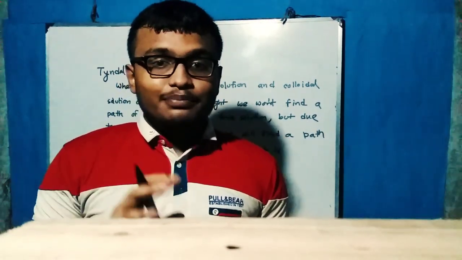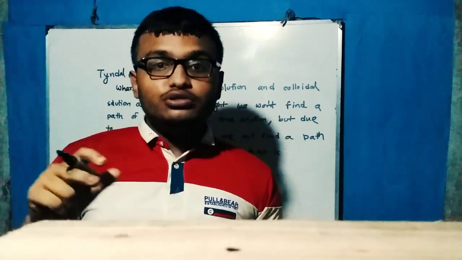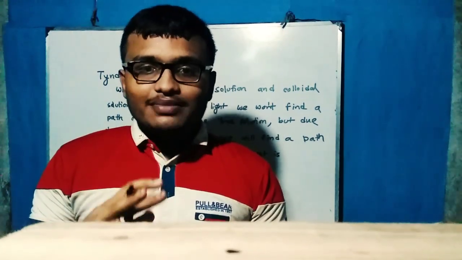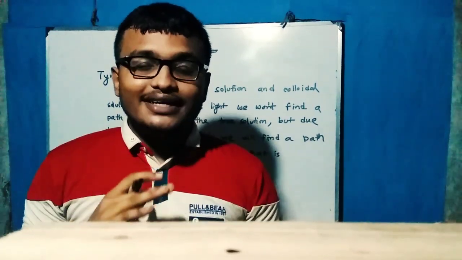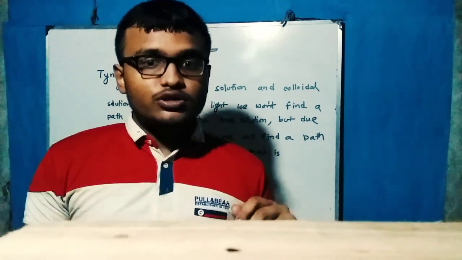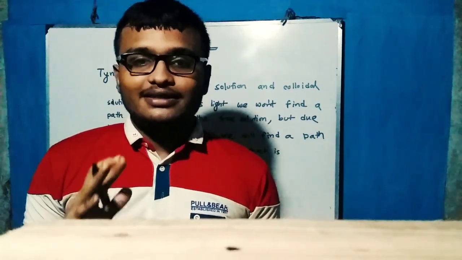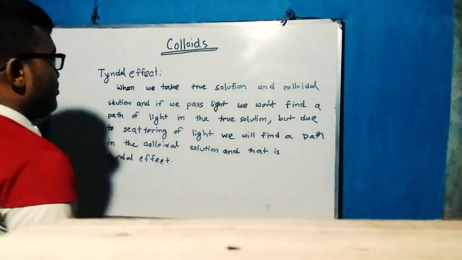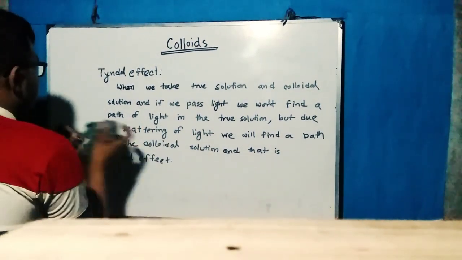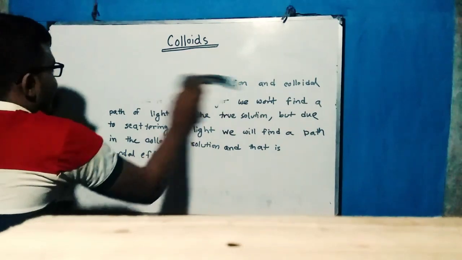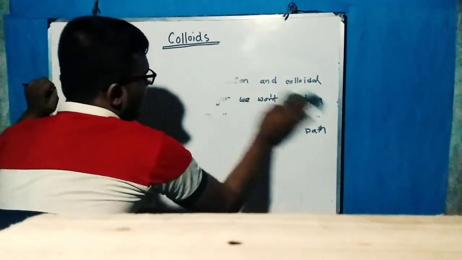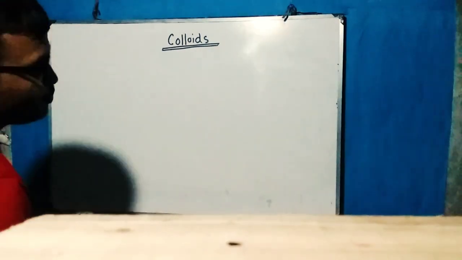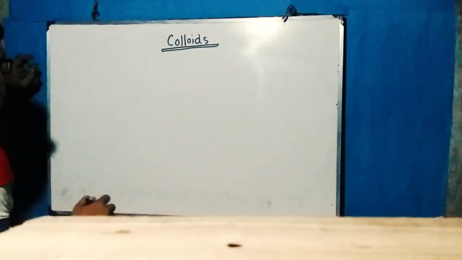Why do we find the path? Because the colloidal size is 1 nanometer to 10 to the power 3 nanometer. That means the colloidal particle is much larger than the true solution particle. That's why there is a scattering of light, and due to the scattering of light, we will find the path, and the effect is called the Tyndall effect. I hope it is clear for everyone. So we have completed the optical property, that is Tyndall effect. If we concentrate, it is much easier to learn this.